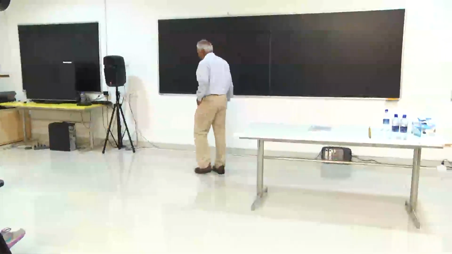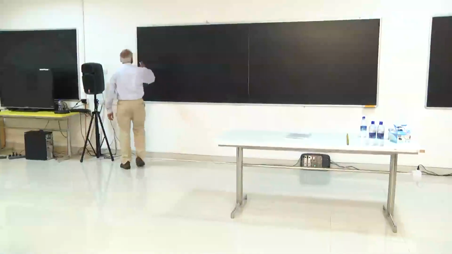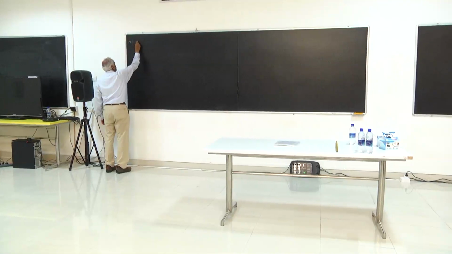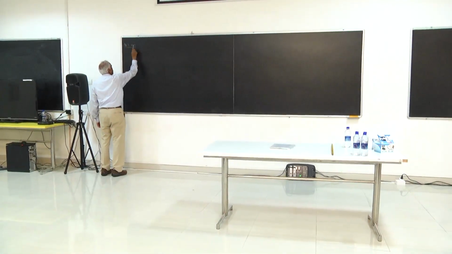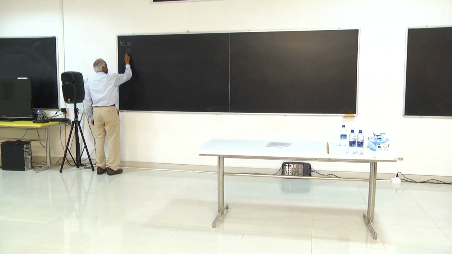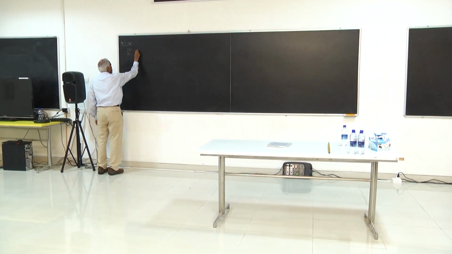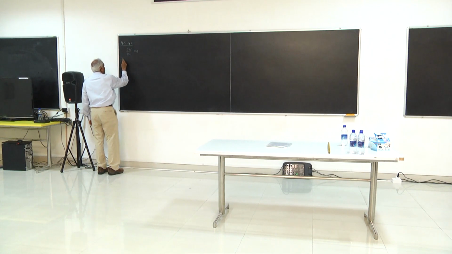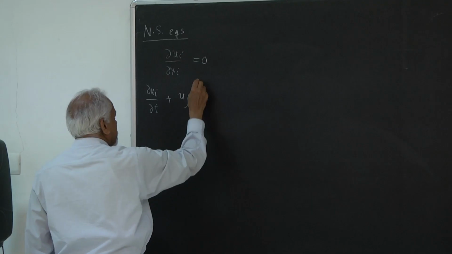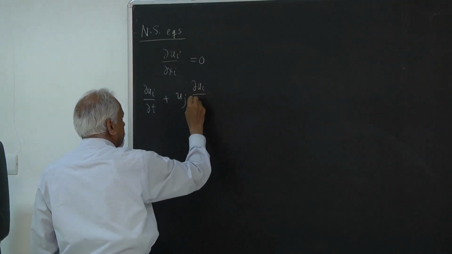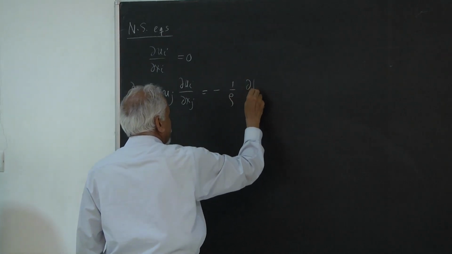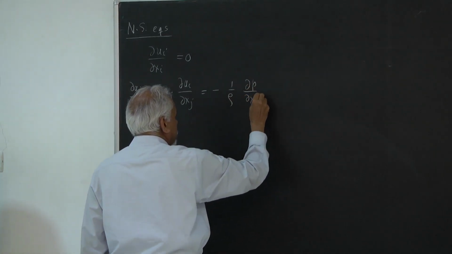So when I wrote yesterday the Navier-Stokes equations in this form, say dui dxi equal to 0 and dui dt plus uj dui dxj equals minus 1 by rho dp dxi.